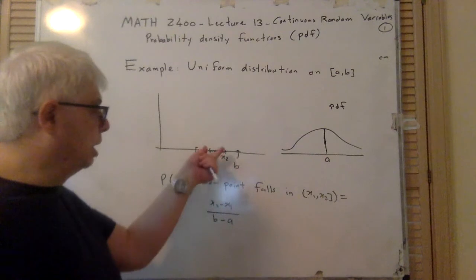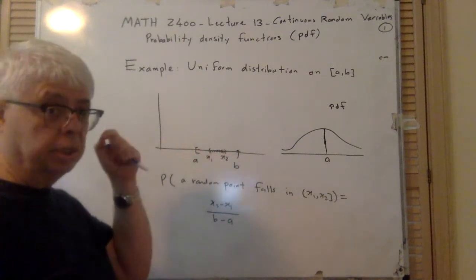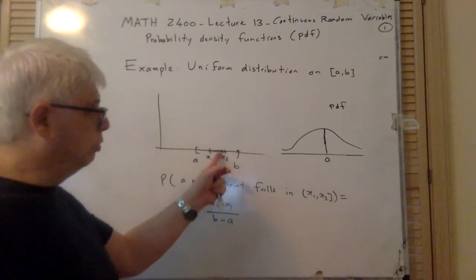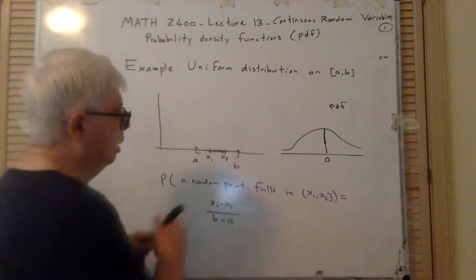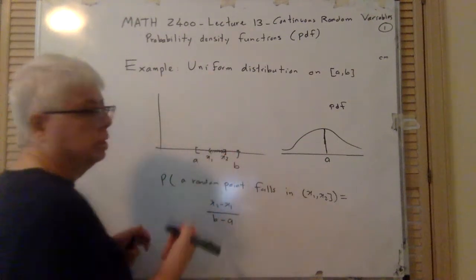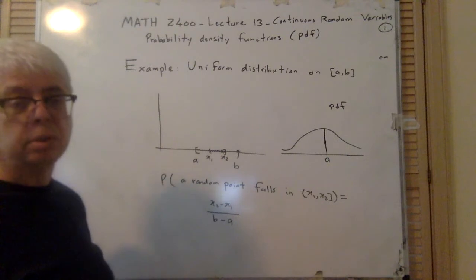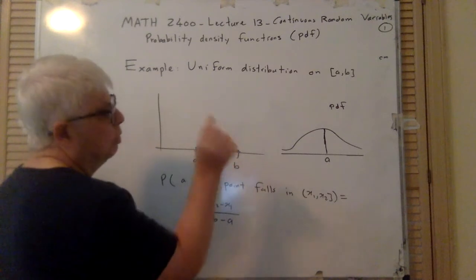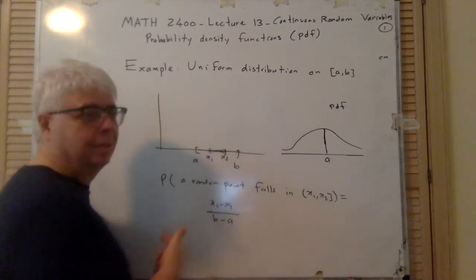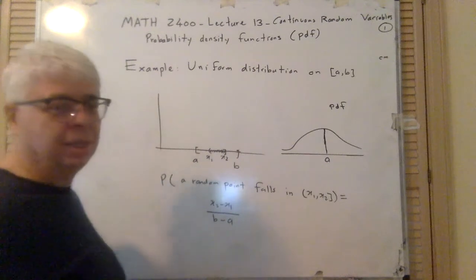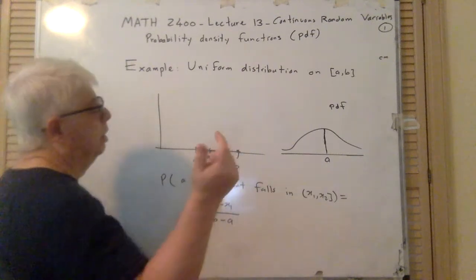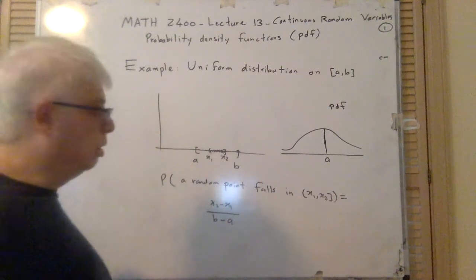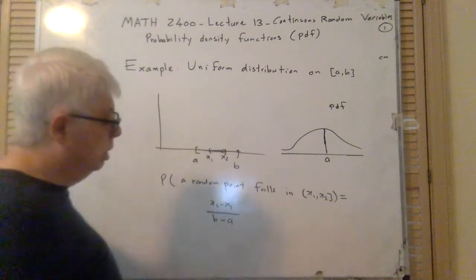If this happens, that is this length divided by this length, it makes sense. Just focus and think. The probability of a point falling within this interval is related to how big that interval is, right? If you just put your finger, boom, if this interval is so small, then you don't hit that all the time. But if it is so big, then boom, you hit it. So it has to do with the length of this interval, x2 minus x1, divided by b minus a.